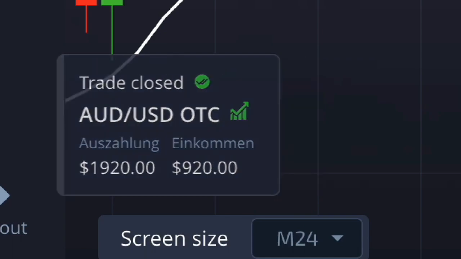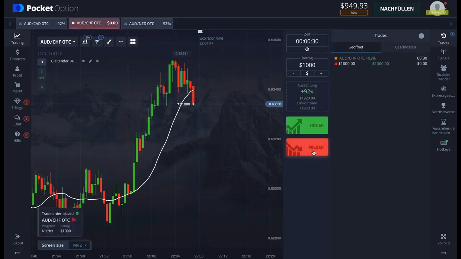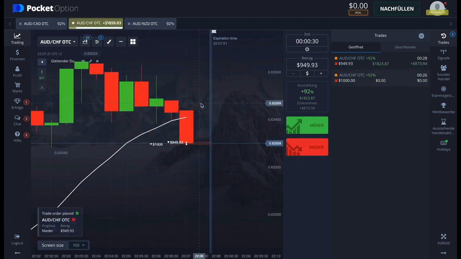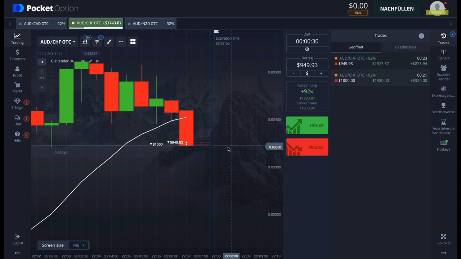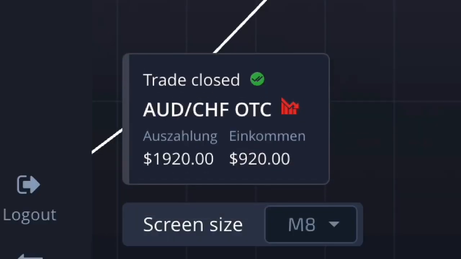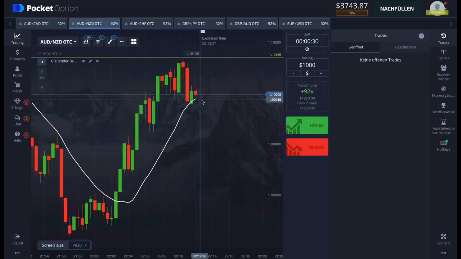Profit again. Unbelievable. Next confirmation again. We copy the strategy. Candle broke the moving average and going down. So we place a put trade. Nice, balance increased. Let's step into the last trade.